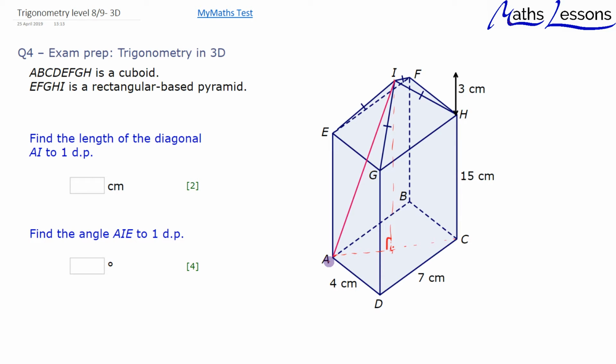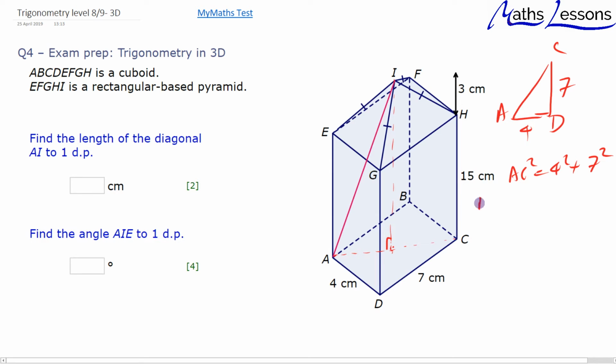So we've got, let's just take this triangle out, A and C and D here. So AD is 4, AC is 7. So AC squared will equal 4 squared plus, sorry, it should be equals, plus 7 squared. So AC squared will equal 16 plus 49, so that's going to be 65. So AC will equal the square root of 65.